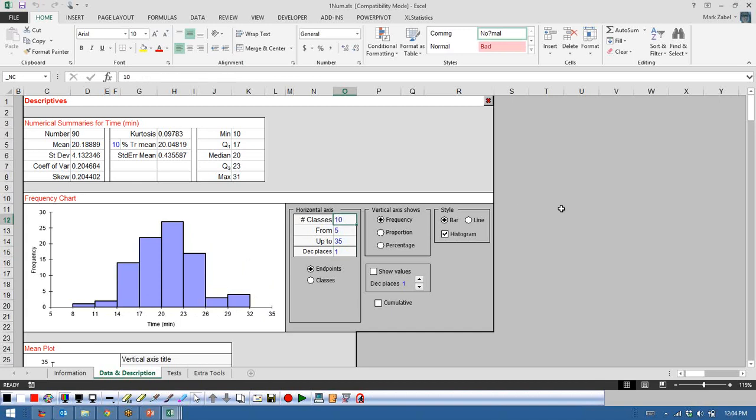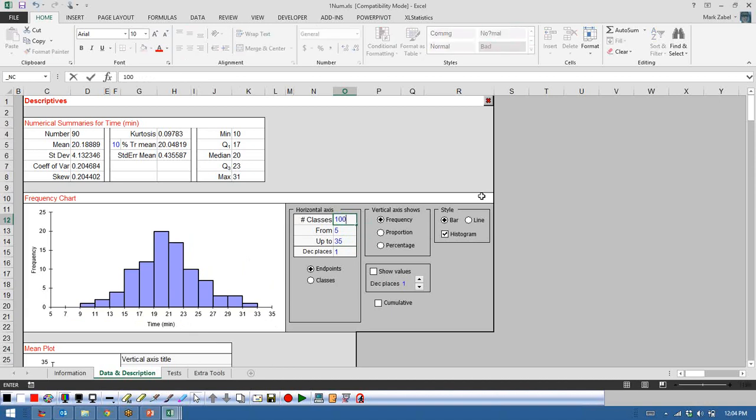And then I start to play around with the number of classes. Now, this one's not so bad. You can see that I have easily readable endpoints on these, so that's pretty good. But I might want to try, say, 12 classes. That gives me a slightly different picture, doesn't it? Or what if I tried 15? That gives me a slightly different picture. So when you have a histogram, it's helpful to play around with a number of different classes.